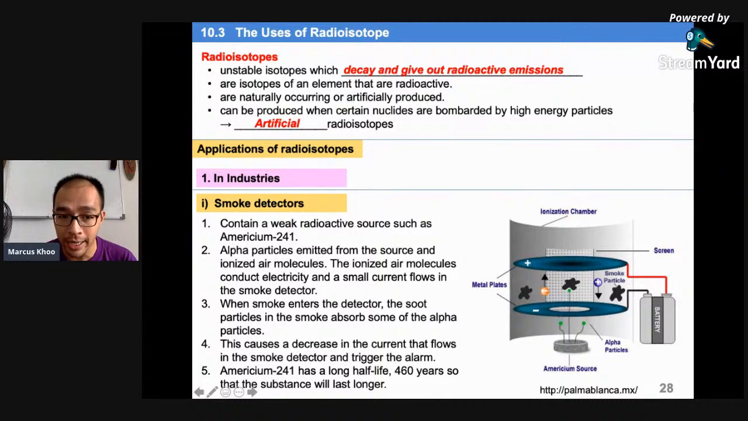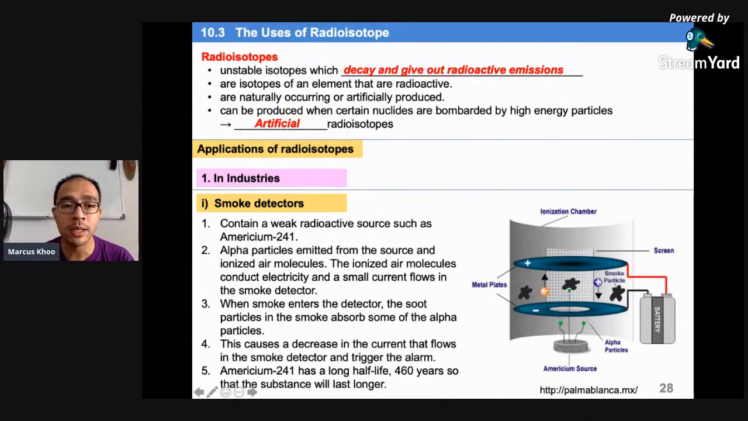So when smoke goes inside, the alpha particles will ionize the smoke. It basically works like a spark counter. When the alpha particles ionize the smoke, then because the smoke particles become ions, they can conduct electricity, and that's where you get the alarm from the smoke detector. And this is the important one. The soot particles in the smoke absorb some of the alpha particles.